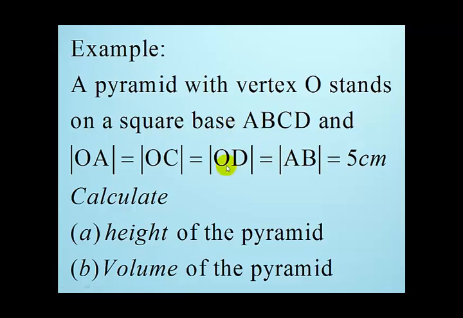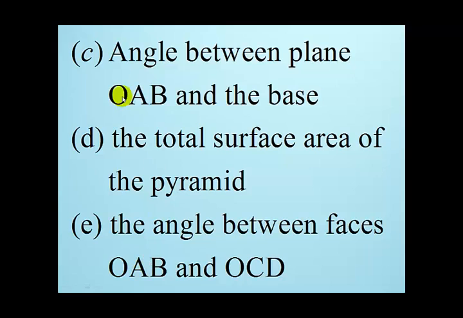Now, we are calculating for A, the height of the pyramid, and B, the volume of the pyramid. Now C, the angle between plane OAB and the base. D, the total surface area of the pyramid. E, the angle between faces OAB and OCD.